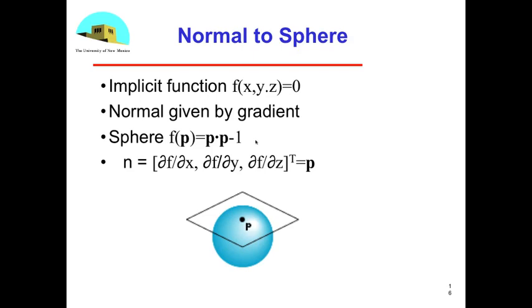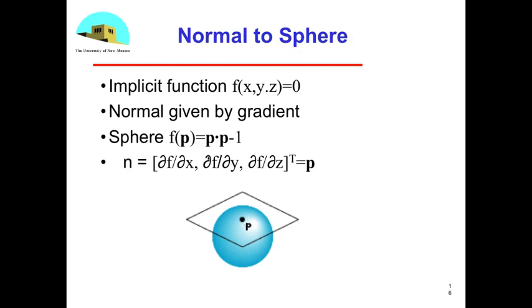Now, if I want to know the normal at any point, it's given by the gradient, which points from the center to that point. So for a sphere, if you draw a directed line segment from the center through that point, it is normal to the sphere at that point.